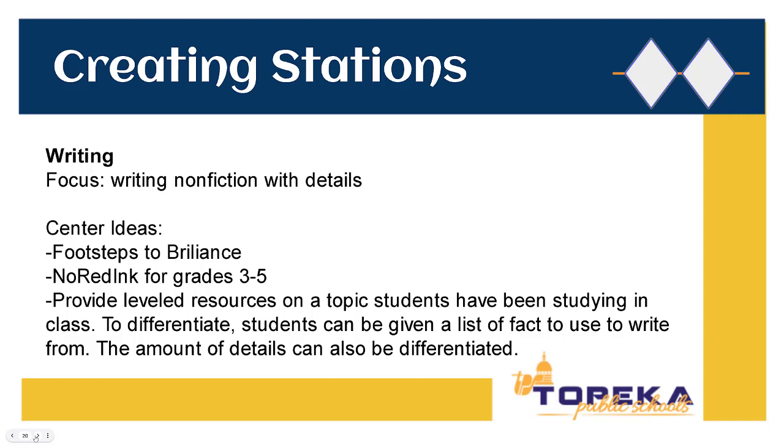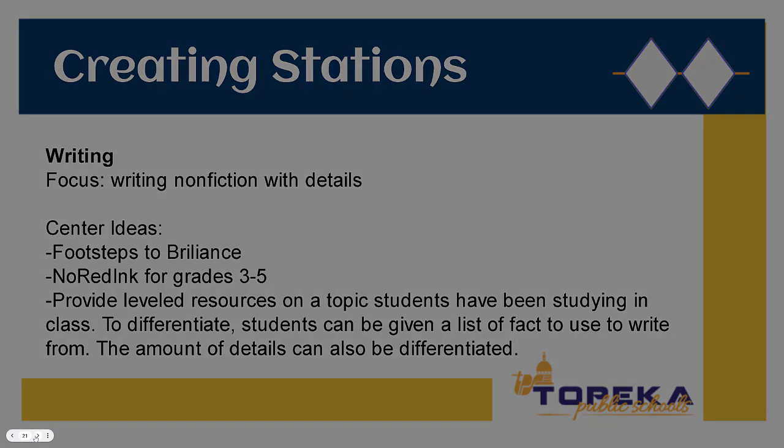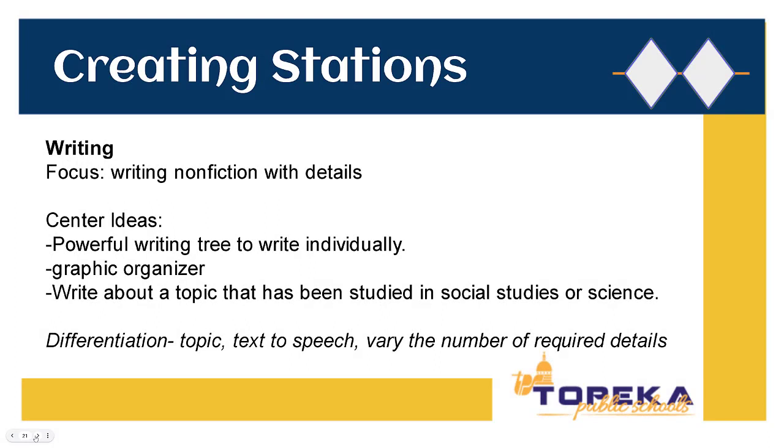I could also differentiate the amount of details. And so if I'm differentiating and I'm giving a list of facts, perhaps a small group of students is working together to create a list of details about the same topic. Students could then take that list and differentiate their writing and choose 3 to 5 details that they want. So there's lots of ways that I could differentiate within a writing station.